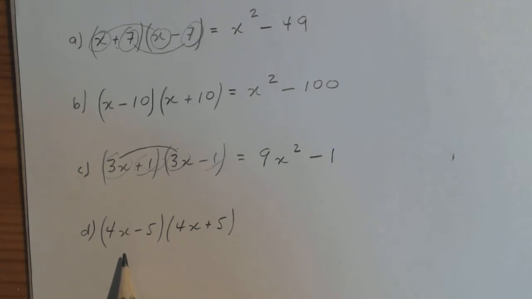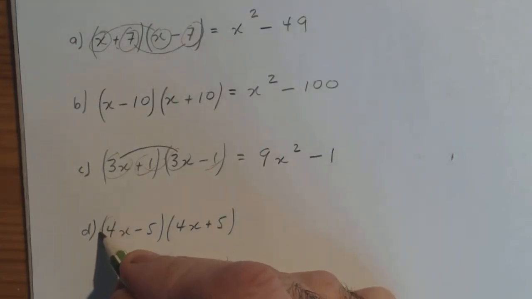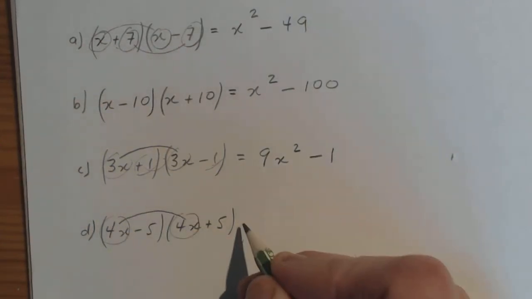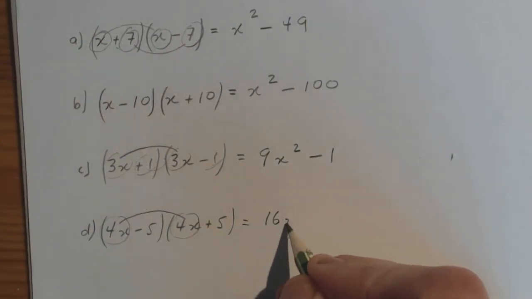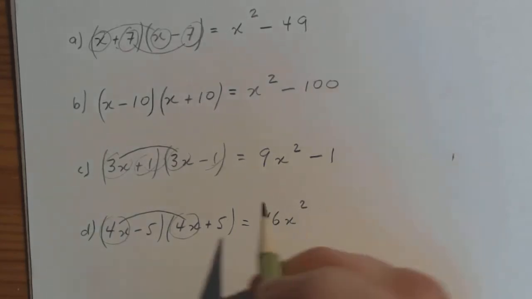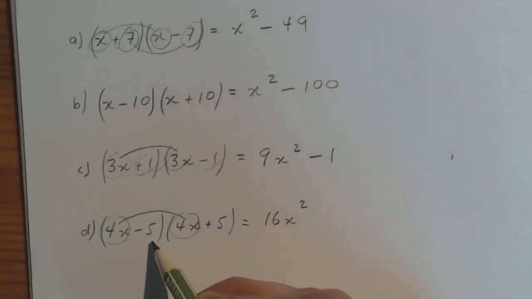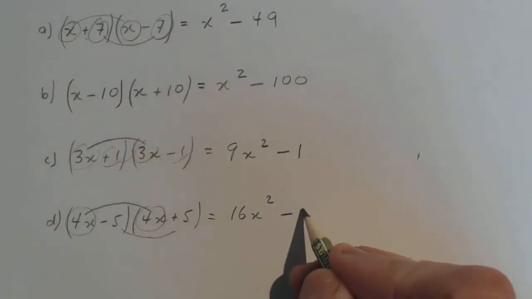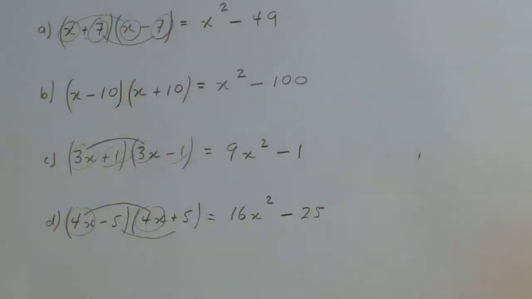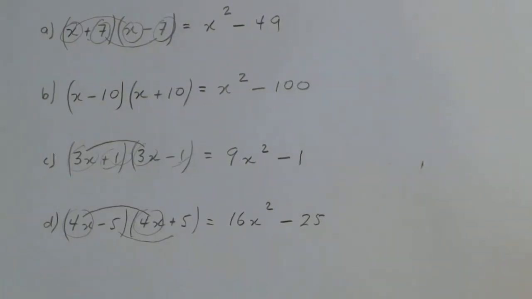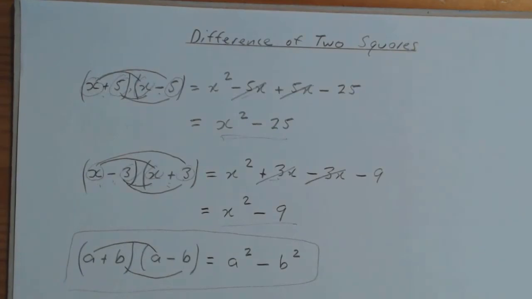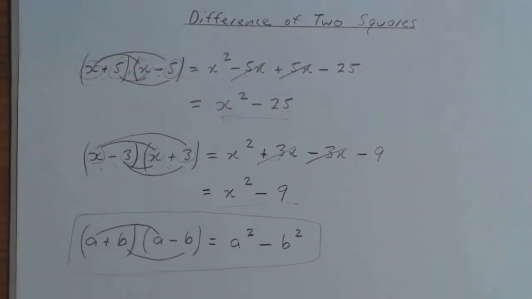Number D. Again, you recognize the result will be a difference of two squares, so we just multiply the first two terms together. So 4x times 4x will give 16x squared. Now we multiply the last two terms, we get minus 5 times plus 5 will give minus 25. Now that's how we expand using a difference of two squares as the result.